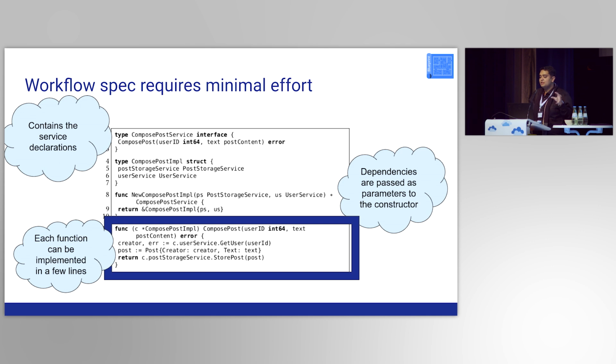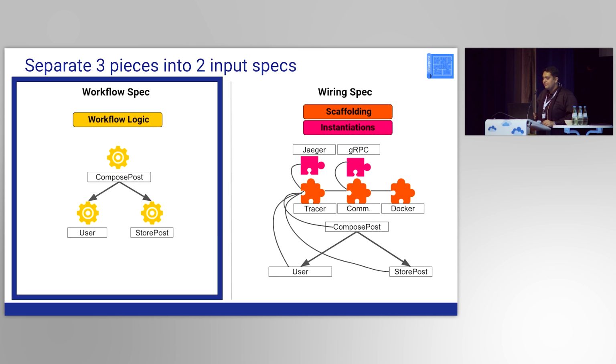Each function exposed by this service can easily be implemented in a few lines, as it does not need to implement any of the scaffolding code. And the outgoing call from the example before is now just that, the outgoing call without any of the scaffolding code. As the workflow specification does not require any scaffolding code, this leads to a drastic reduction in the amount of code a user needs to manually write to implement an application. So that was the workflow specification.